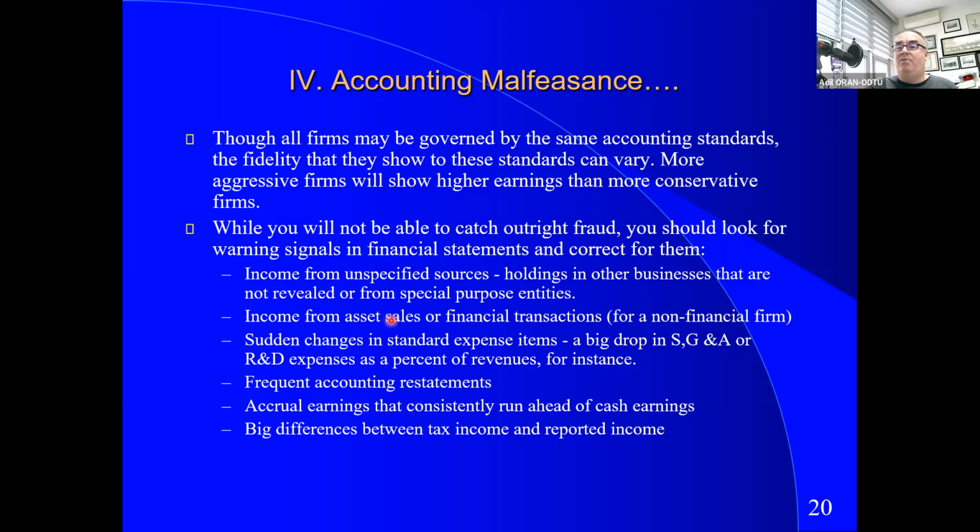What kind of things might you want to look out for? Okay, so here they say some things which might raise question marks. Income from unspecified sources, holdings in other businesses that are not revealed, or from SPEs, special purpose entities. This is something which Enron was using a lot of.